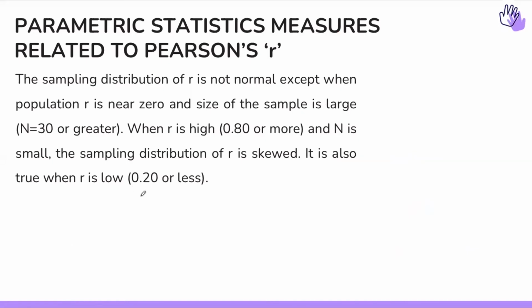So what is R here? Basically, the mathematical basis for the standard error of a Pearson's coefficient of correlation is R. So the sampling distribution of R, or the Pearson correlation coefficient, is not normal, except when the population R is near 0 and the size of the sample is large. When the correlation coefficient is very high and n is small, then the sampling distribution of R is skewed. And it is also true when R is low.